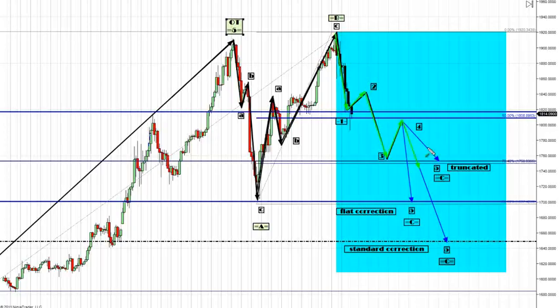Now, as you can see, I've plotted 3 different potential 5s, and they're going to be truncated, a flat correction, and a standard correction. And as far as the standard correction goes, I want you to notice where the target is, and that's right around 1650, and at the same time, I want you to note where that one gap is that we believe will come back to be covered or traded through, and that's just above that particular point.